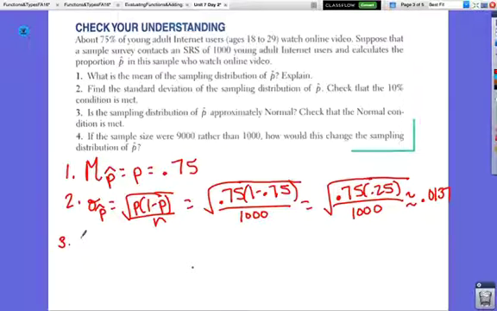On number 3, it says, is the sampling distribution of p hat approximately normal? Check that the normal condition is met.